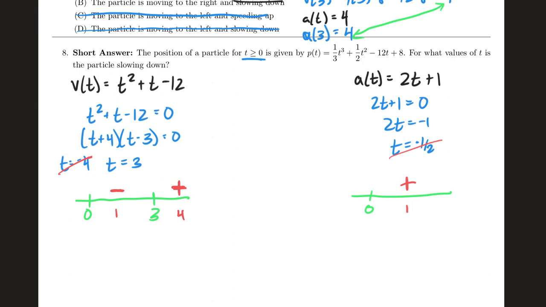So my final answer, if I'm talking about when something is slowing down, is when velocity and acceleration are different. Well, my acceleration is always positive, so my final answer is going to be 0 to 3, because that's the time when my velocity is negative but my acceleration is positive.